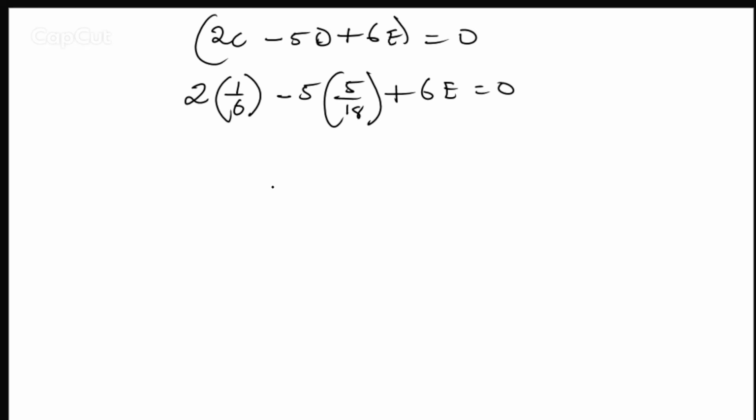Or better still, you can punch your calculator. What is this value here? Remember, to get your E, we are dividing all through with 6. Are we together? So to get your E, we will simply have that.